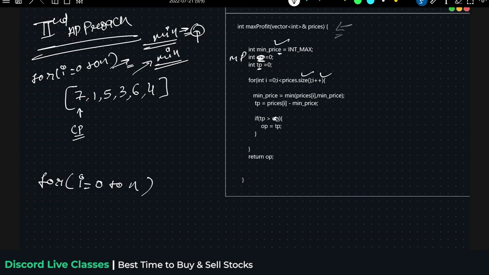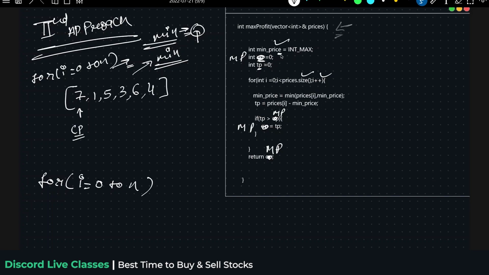Let me just check this. There's an MP and this is also MP. So at the end we need to find the maximum profit, how much maximum profit we are getting. I have just defined the variables and then I will start the loop. The loop is saying that first we need to find the minimum. So I will find the minimum.